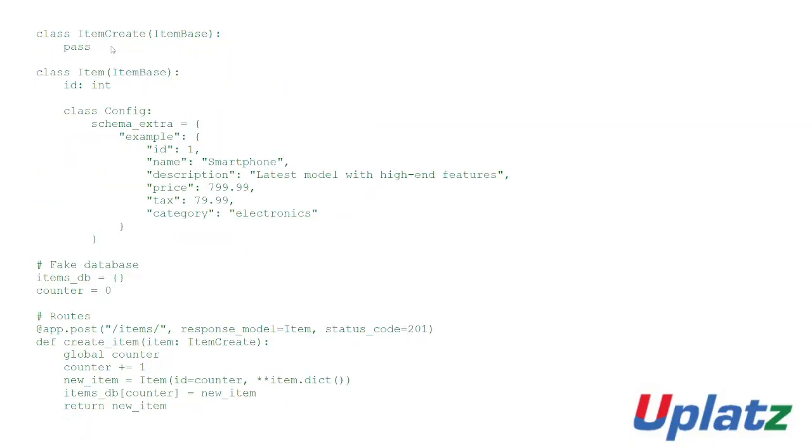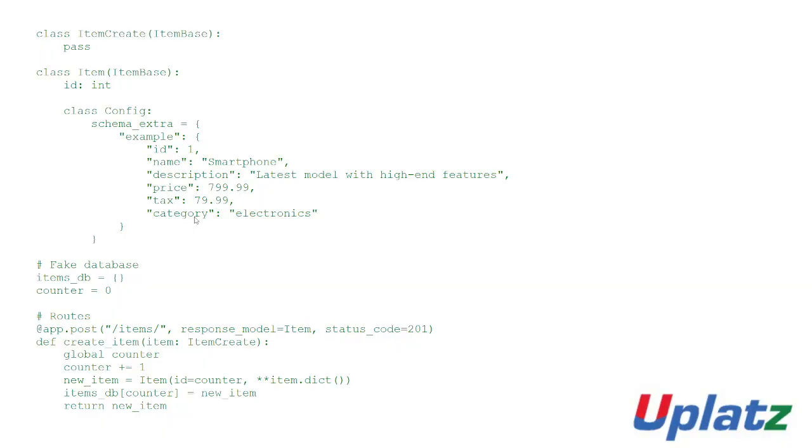Next, class ItemCreate, ItemBase, pass. It's not working. So ItemBase, pass. And class Item, ItemBase, id int, class Config, configuration, schema_extra example. I think config also will be changed here nowadays. I'm not sure, but I shall try. Example: name smartphone, description latest model with high-end features, price 799.99, I think it's in USD, US dollar, tax is this, and category is electronics.